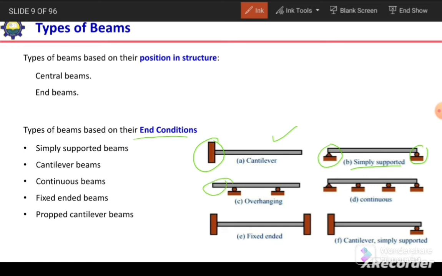And if we have overhangs on one or two sides of the supports, then it will be termed as overhanging beam. And if we have more than two supports in the beam, then it will be termed as continuous beam. And if both ends of the beam are fixed, it will be termed as fixed ended beam. And if we have one end fixed and the other end roller, it will be termed as cantilever simply supported, or we can term it as a propped cantilever beam.